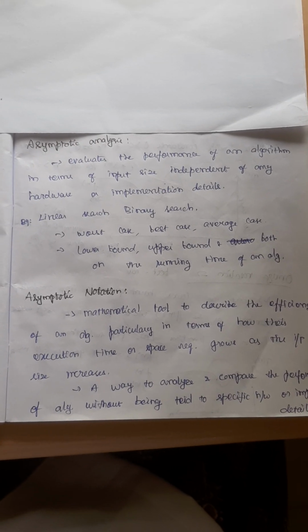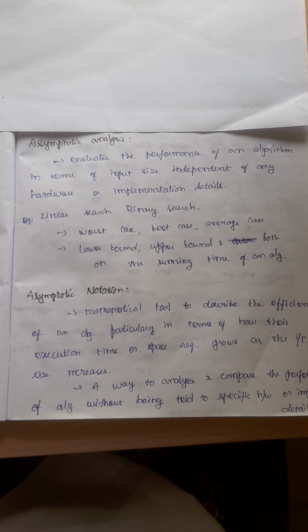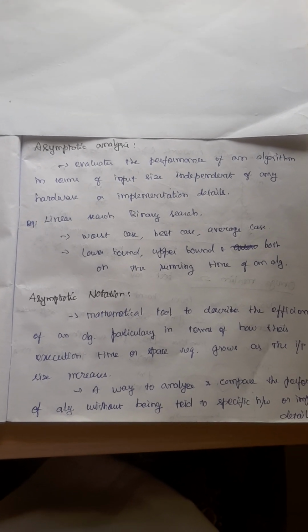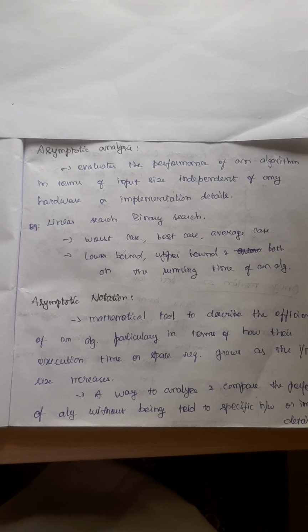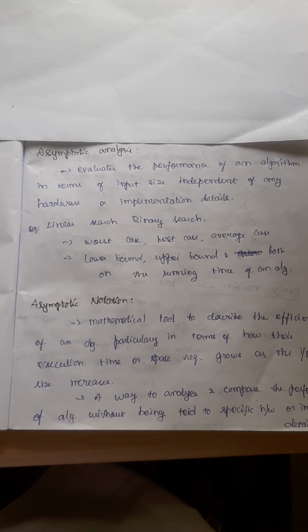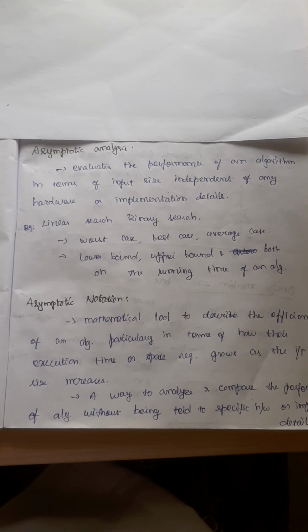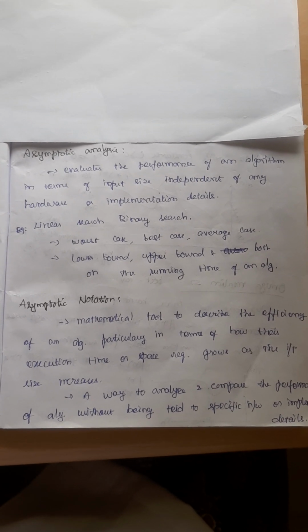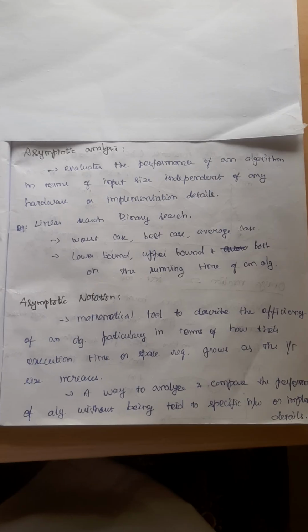Example, linear search. In linear search, when searching for an element, the worst case will be the element not found in the list. The best case is the element will be found at the first index. The average case will be the element will be found at the middle of the list.